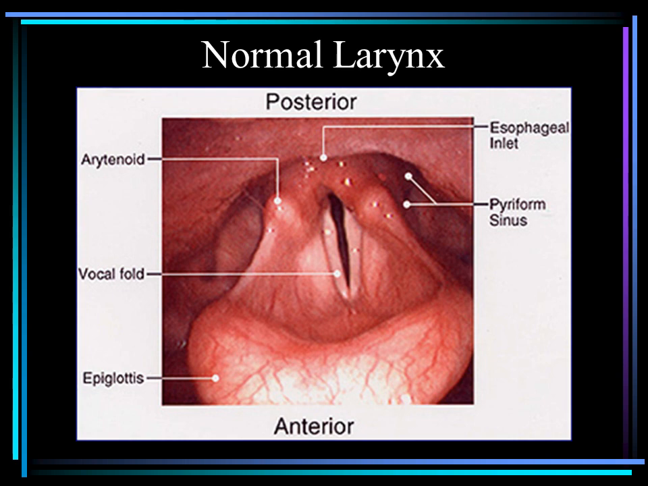This is the laryngeal picture as seen from an indirect laryngoscopy, where you can see this is the epiglottis, this is the vocal fold, this being the arytenoids, and then this is the posterior part, this is the anterior part, the pyriform sinus.